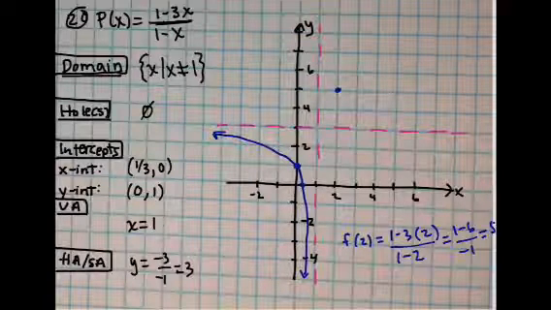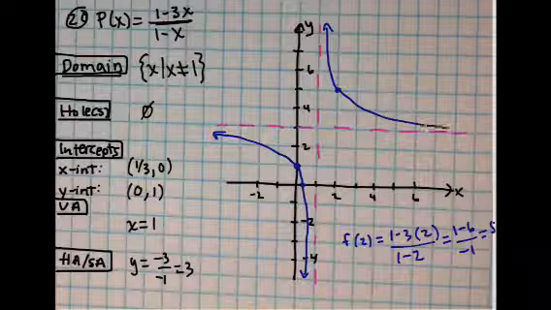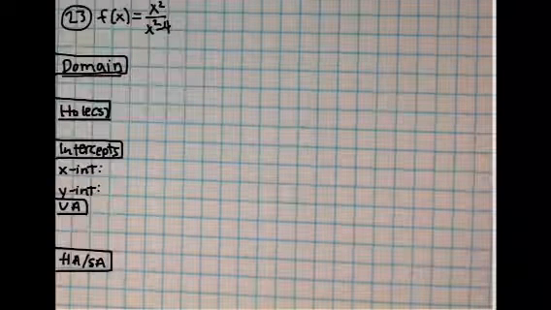And that's all I need. I'm going to use that point to draw the curve towards the asymptotes. And there it is.